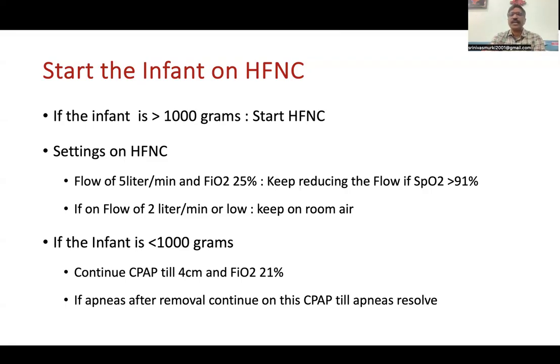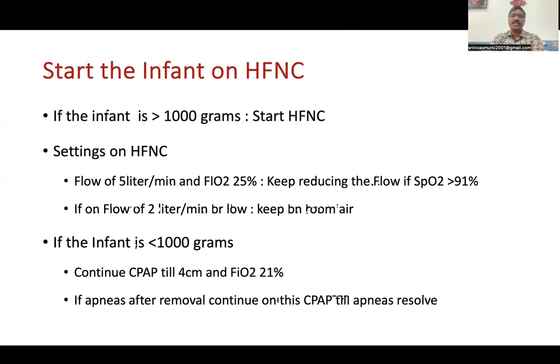And subsequently, if the baby is maintaining good saturation between 91 to 95%, keep coming down the flow from 5 to 4, 4 to 3, and 3 to 2. And then come down FiO2 from 25 to 21%. And make sure that the saturation is between 91 to 95%. Once the baby is on a flow of 2 liters and FiO2 21%, you can switch over to room air, especially because the baby is more than 1 kg.